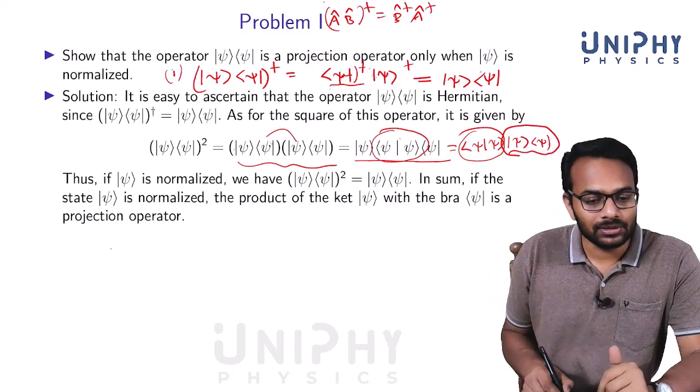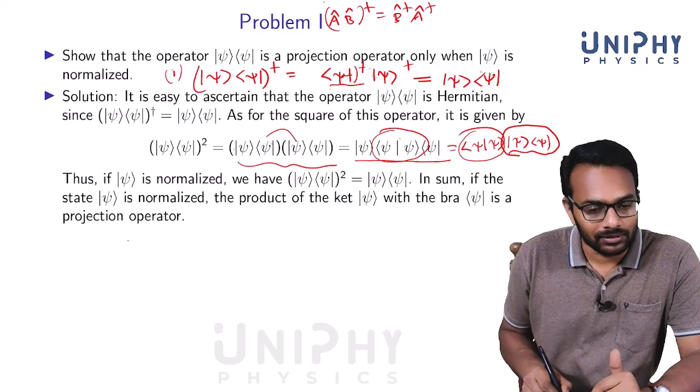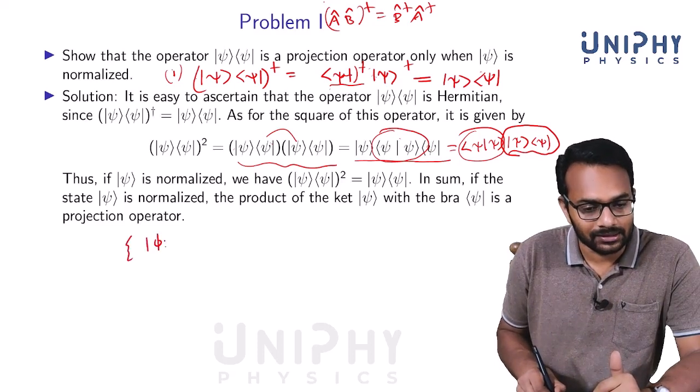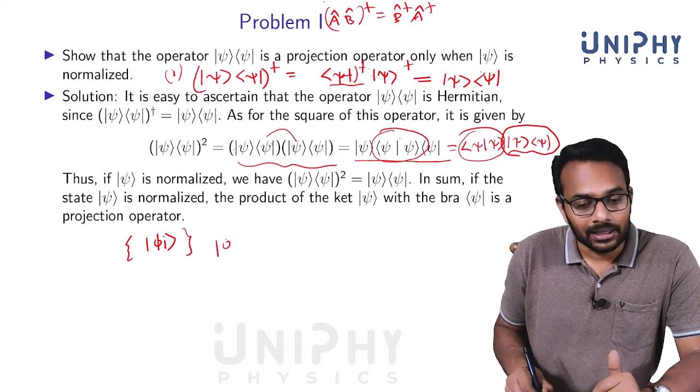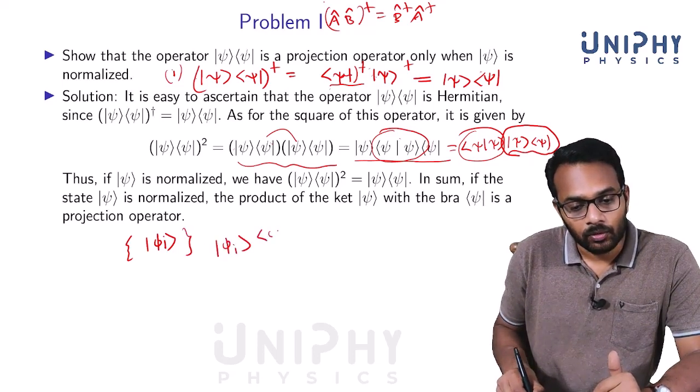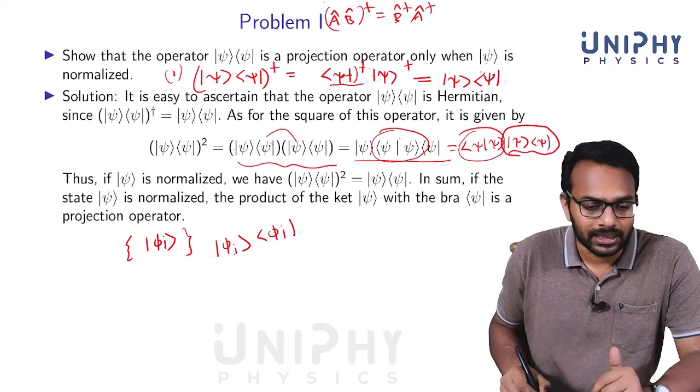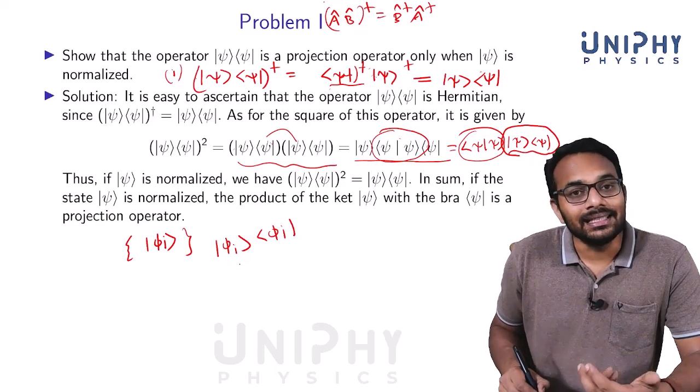Now this is one fact that we use often. We'll take an orthonormal basis, let's say phi i, and then this thing, ket phi i bra phi i, with no summation implied, is indeed a projection operator.